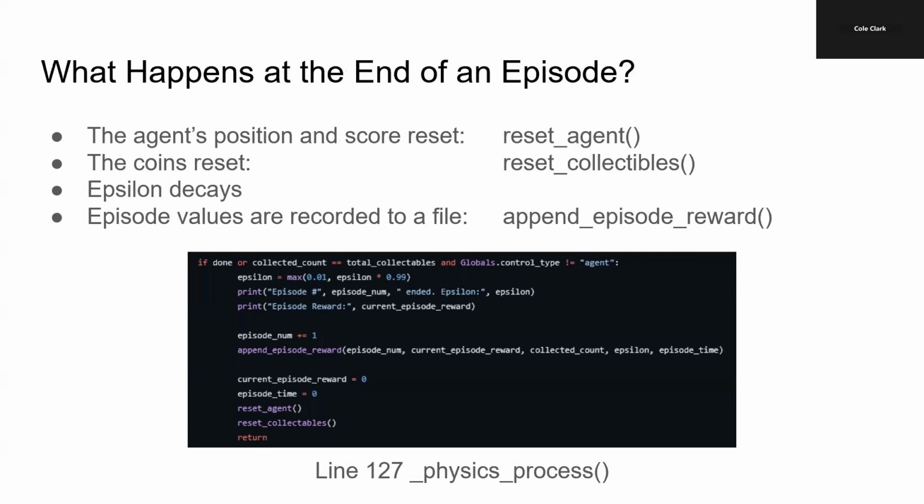In our example, the end of an episode is handled by resetting the agent, resetting collectibles, decaying the epsilon value to increase the agent's likelihood of using its policy to choose actions, and printing episode information to a file to analyze progress over time.